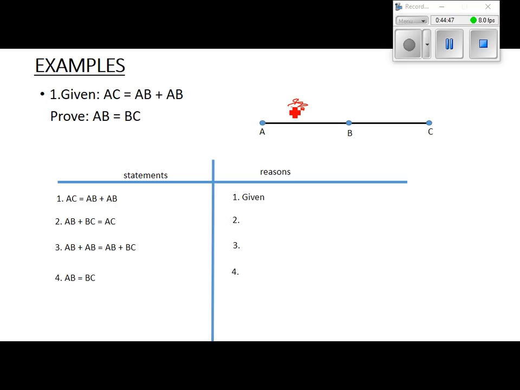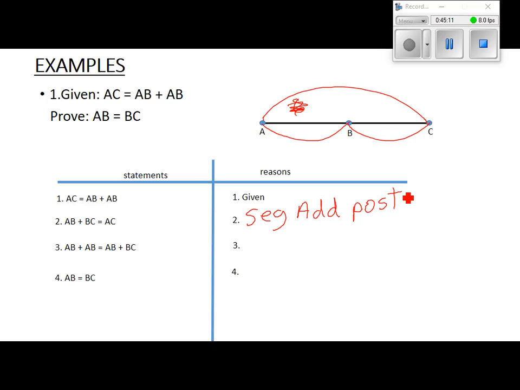Then the next one. They say this: segment AB plus segment BC equals segment AC. What is that? Segment addition postulate. We've been doing that since like the second day of school, right? This segment plus this segment should equal the whole thing.